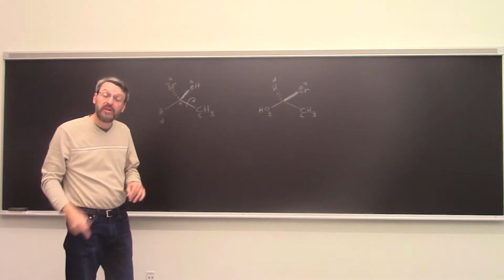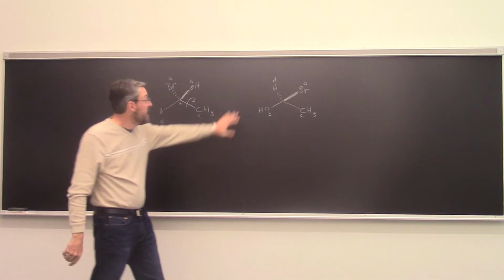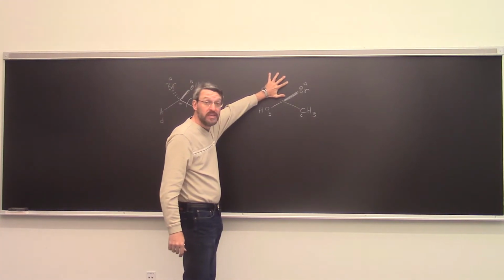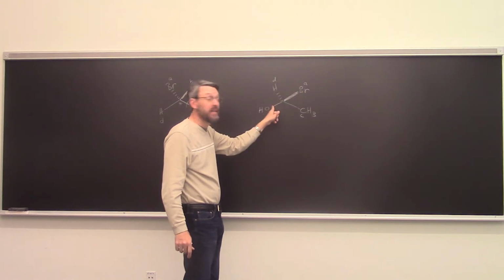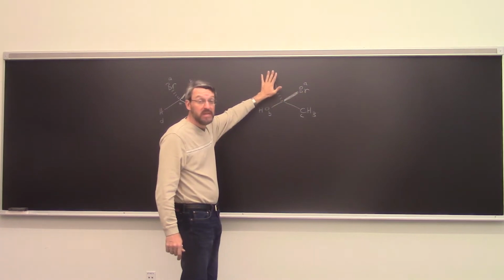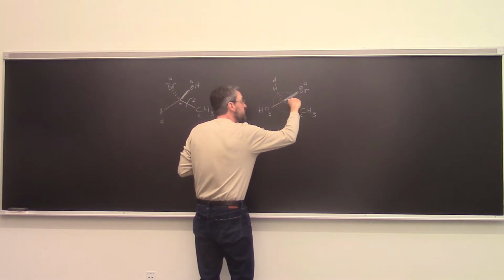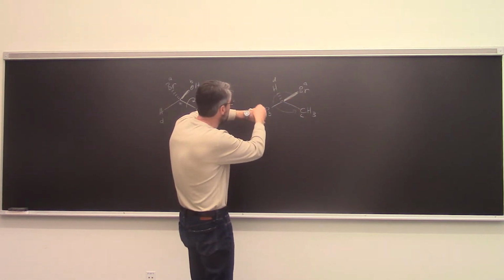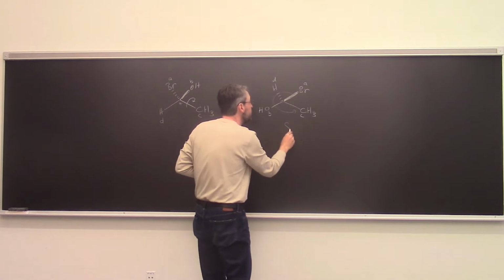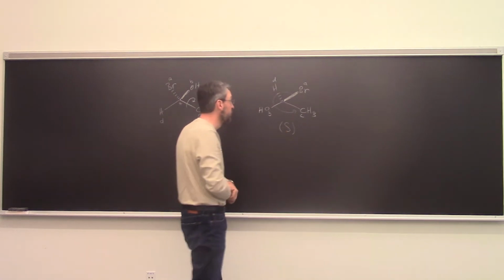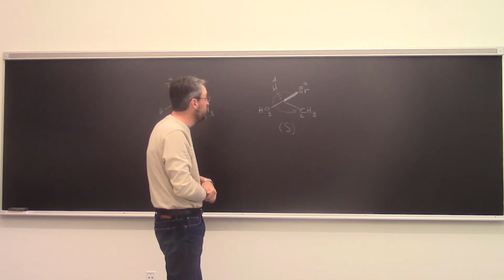Okay, and again remember, it's A to B, B to C. It does not matter about this D group. I start at A and go directly to B. D may or may not be in between. That has nothing to do with it. So A to B, B to C. Okay, so that is counterclockwise, so this is going to be S. Okay, and that's going to be S.